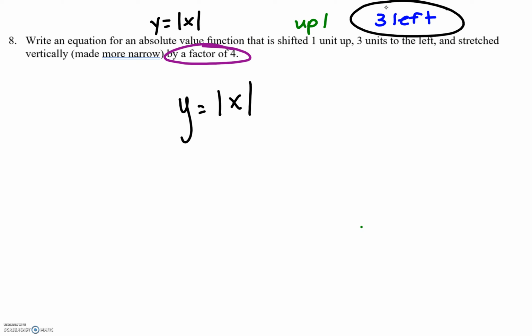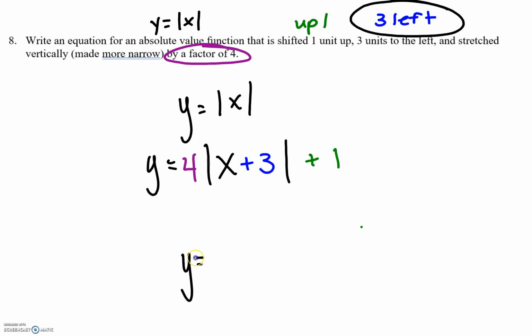And to perform these transformations, when I see left or right, I'm thinking inside the absolute value function symbols. So left 3 means we need to add 3 on the inside. Up 1, up and down goes on the outside. Up 1 means we're adding 1 to it. And if it's becoming more narrow, our coefficient in front of the symbol is a 4, because it told us with a scale factor of 4. So our final answer is y equals 4 times the absolute value of (x plus 3), plus 1.